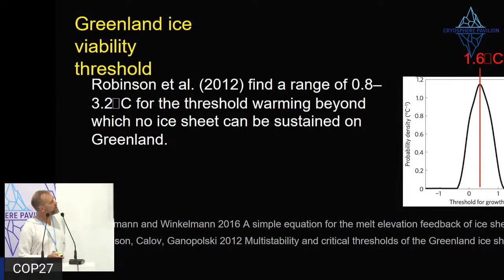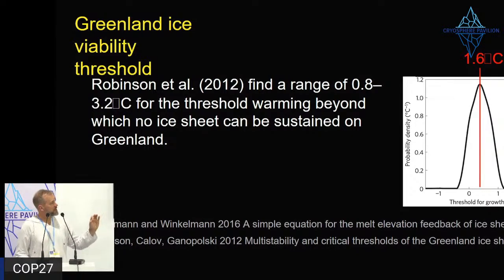And so the best estimate from Robinson and others' work was a 1.6 degree viability threshold for Greenland. But as you can see from the curve on the right, it's actually a probability distribution. It could be more, it could be less. The 1.6 is just the median of that distribution.